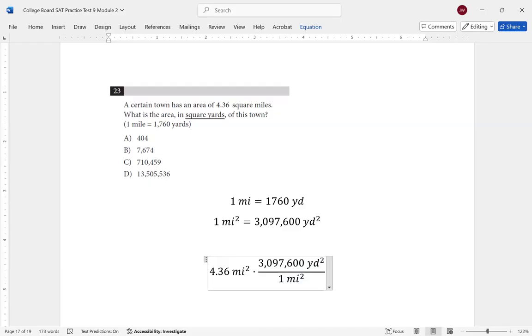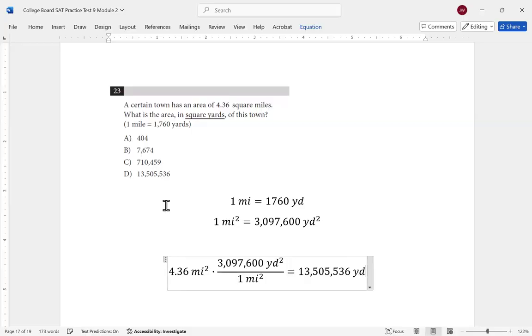So multiply times a fraction that's 1. The square miles cancel out and we'll be left with square yards. So we get 13,505,536 square yards. That is the size of the town. And therefore, the answer to question 23 is D, 13,505,536.